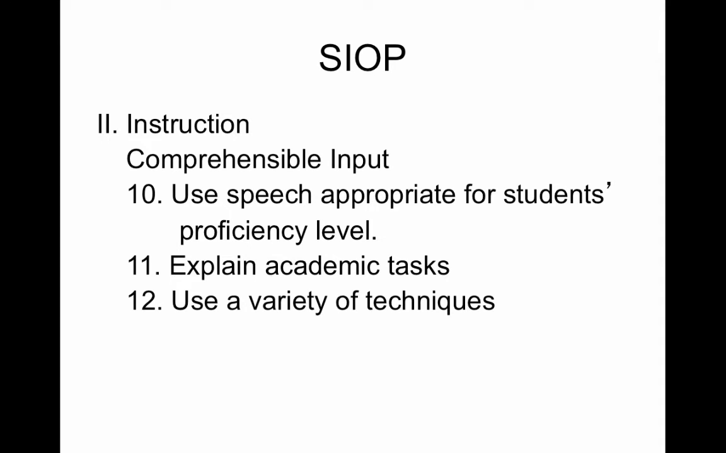So I've already talked about number 10. Number 11 is to explain academic tasks clearly, not only for assignments, but also in activities, explaining them in a step-by-step manner. Modeling, yes, my favorite word. Demonstrate or show them a finished product before they start doing it so they can see what the end result looks like. That is very comprehensible.